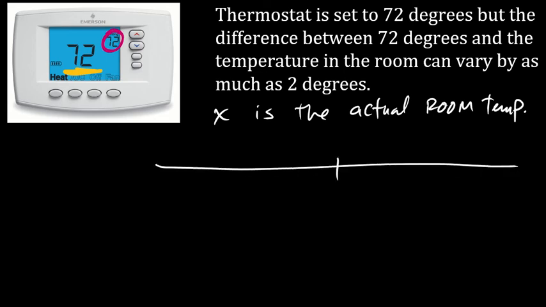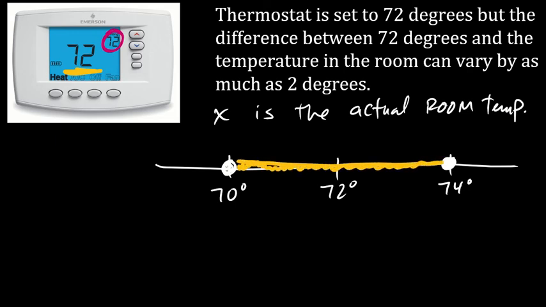Now, on a number line, the solution to this looks like this. Here's my number line. Here's the number 72 degrees. On the high end, I could be at 74, and on the low end, I would be at 70 degrees. It says it can vary by as much as 2 degrees. So on the extremes, I could be looking at a room that was at 74, and down at the minimum, I could be looking at 70 degrees. So at my extremes, I've got a minimum temperature of 70 and a maximum temperature of 74. And the actual temperature x lives somewhere in between these two numbers.